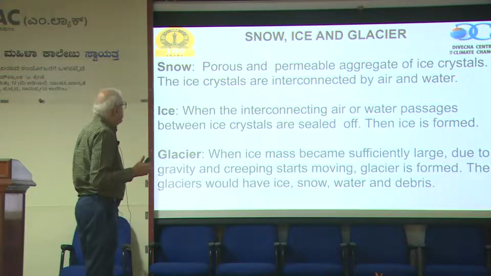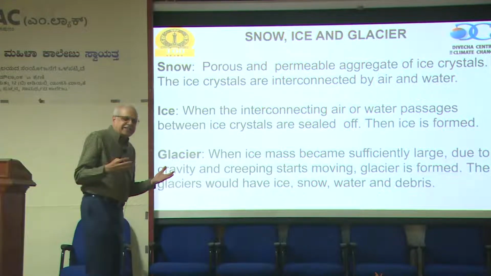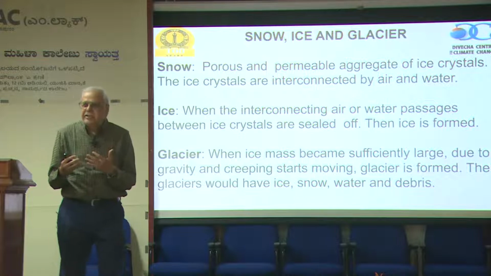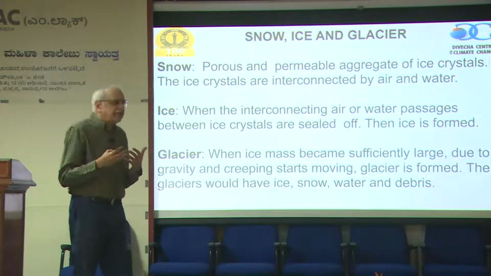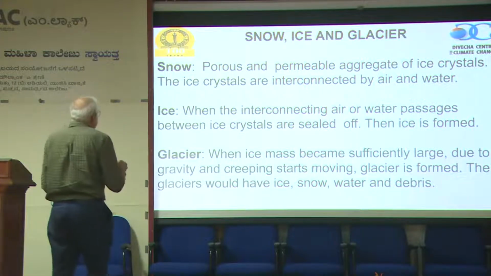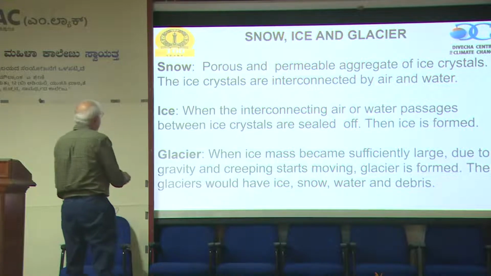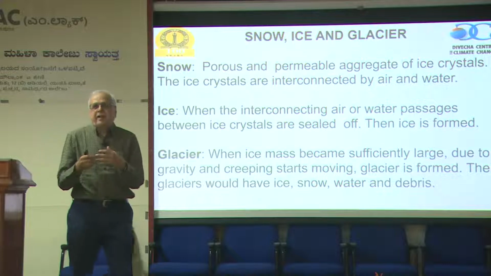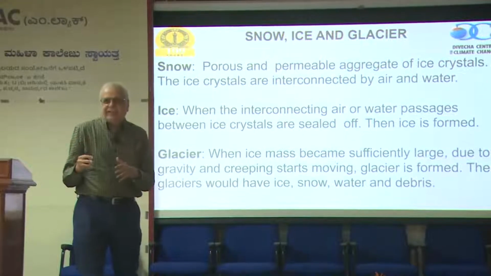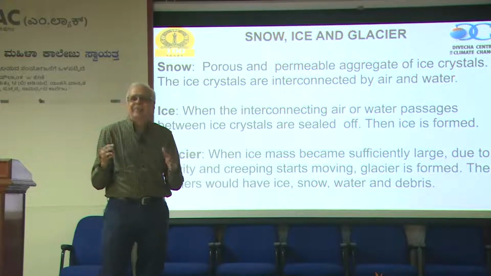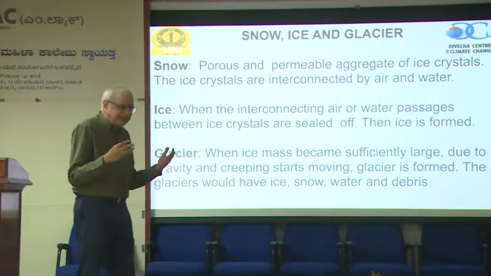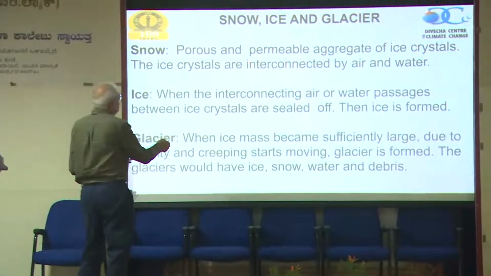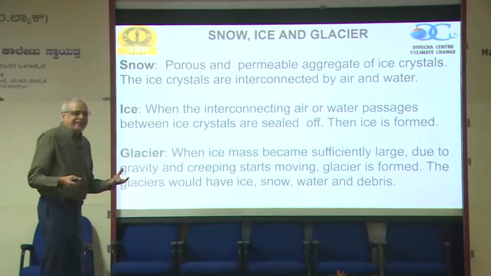But it is very important for us to understand, because I am going to use this terminology very quickly in future, what is the difference between snow, ice and glaciers. So what is snow? If you ever happen to go to North India, Manali or any other place in Sikkim in winter time, you probably know that snow is a porous and permeable aggregate of ice crystals.